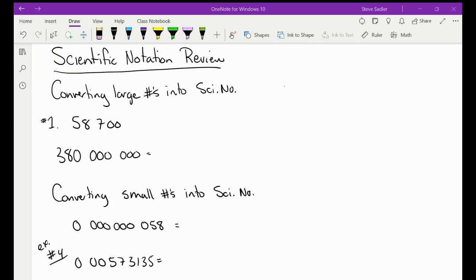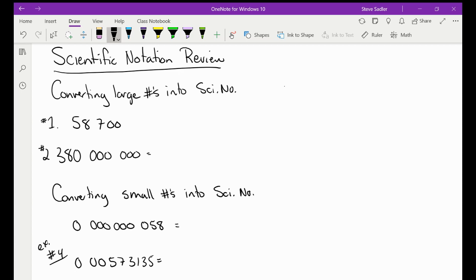All right, scientific notation review. So hopefully everybody feels pretty comfortable with scientific notation. You looked at it in Science 10 and Math 10, I think, a little bit, but it is a skill that we are going to use a lot in this course, and we need to be pretty comfortable with it. So we'll start with converting large numbers into scientific notation.